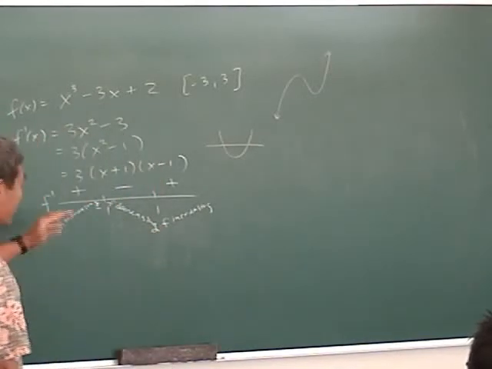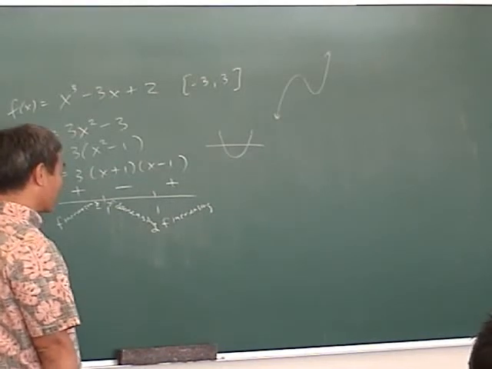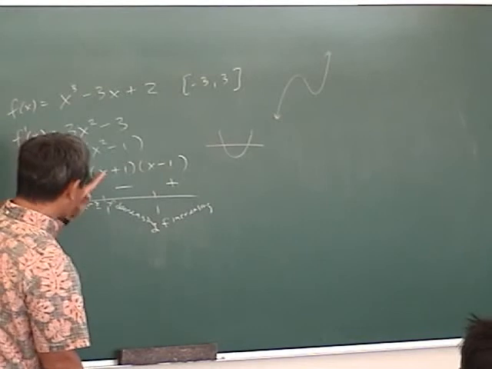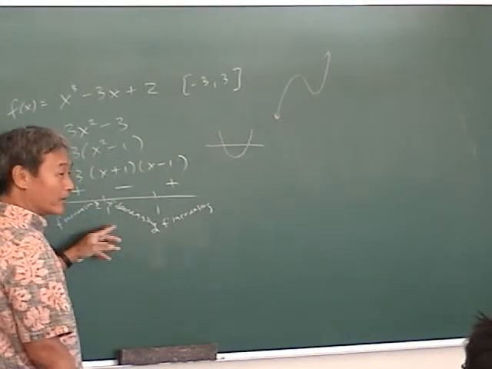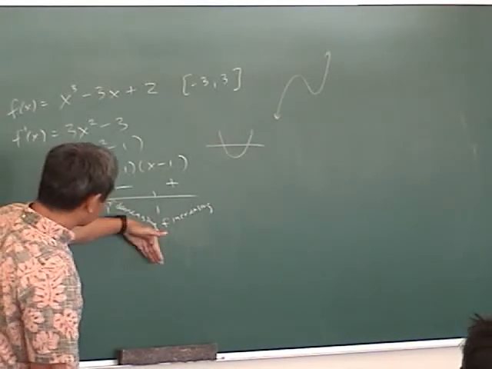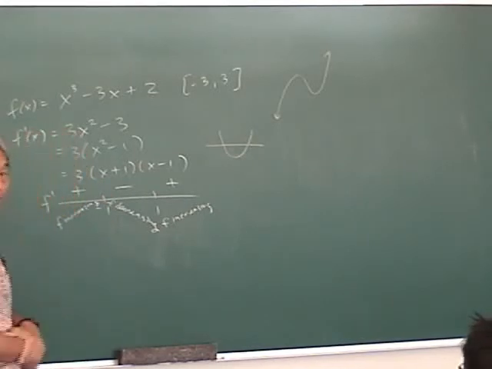So you can clearly see from this number line, where does the maximum occur? At -1, because the graph goes up and then it goes down. You can see it right there. Where do you have a minimum? At 1, because the graph goes down and then it goes up. There's a minimum there. Okay? Now, are these absolute or local? Local. So you don't know.